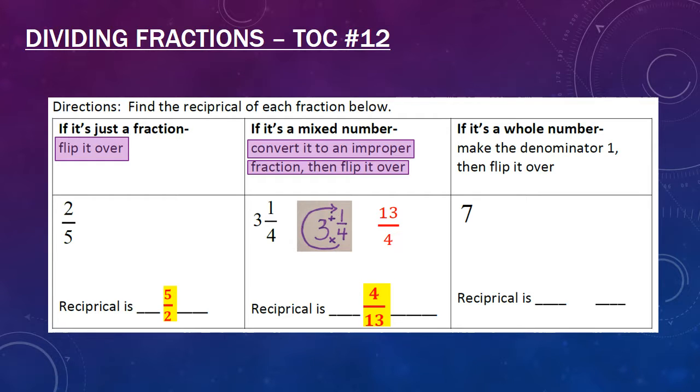And the last example, when we have a whole number, we have to put that whole number over 1 and then flip it over. So if we look at our example, 7 becomes 7/1, and then to find the reciprocal, you flip it upside down. So it becomes 1/7.